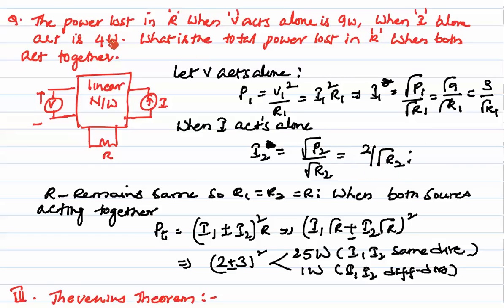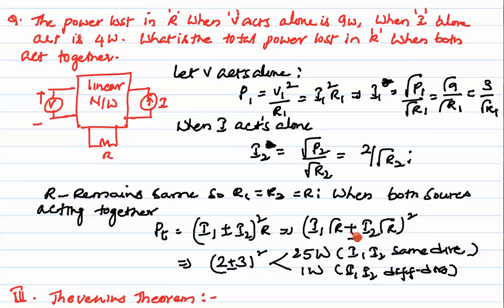Why? Because P2 is nothing but 4 watts here. When the resistance remains the same, R1 is equal to R2 is equal to R. When both cases are acting together, the total power PT is equal to I1 squared R plus or minus I2 squared R. This can be written, if I take R inside the brackets, as I1 times square root of R plus or minus I2 times square root of R, whole squared.